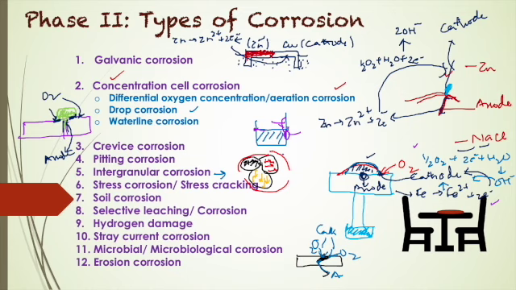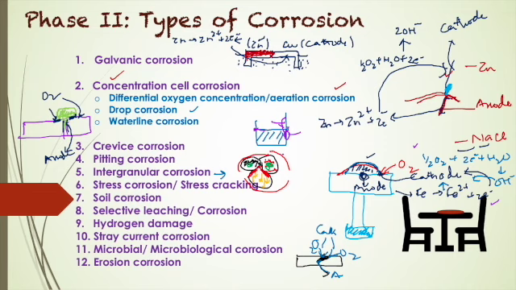This is due to the fact that the precipitation of certain compounds occurs at grain boundaries. So what happens is that the precipitated compound as well as the grain centers behave as cathode, whereas the grain boundaries behave as anode. So the boundary, the grain boundaries, become the anode and the central portion becomes your cathode.